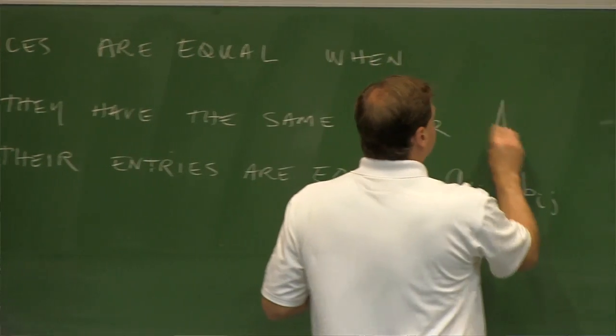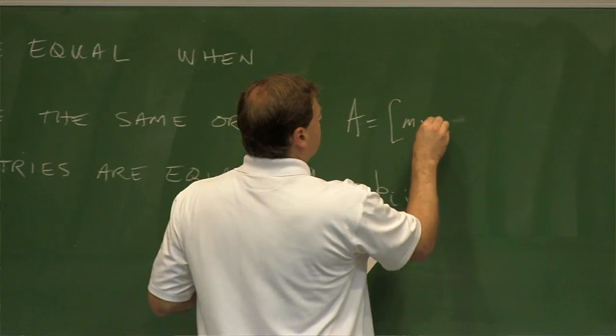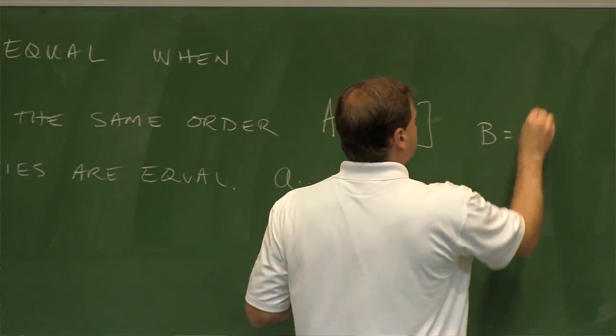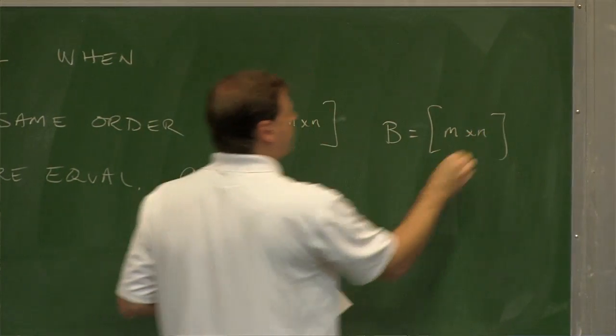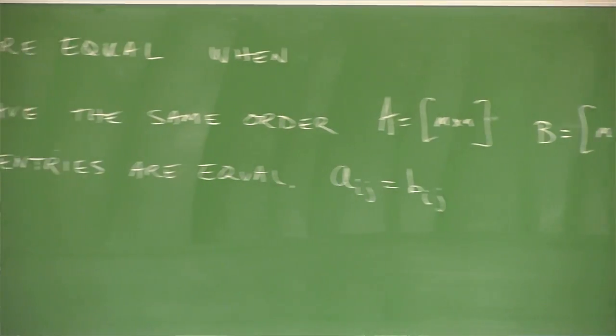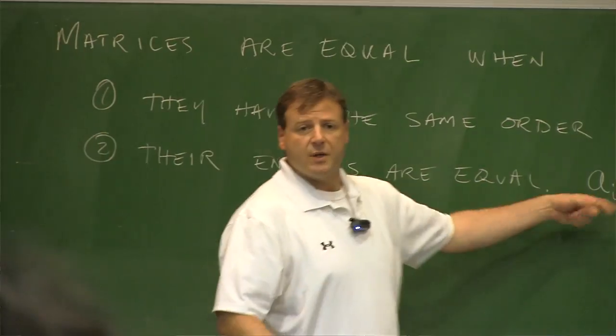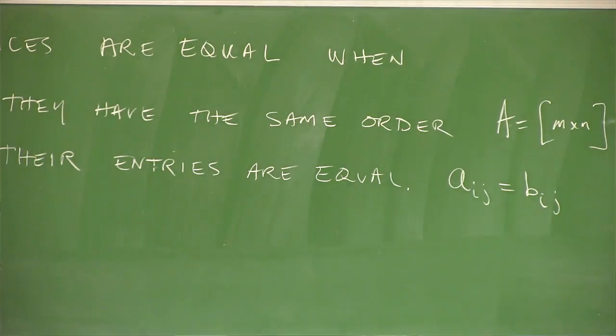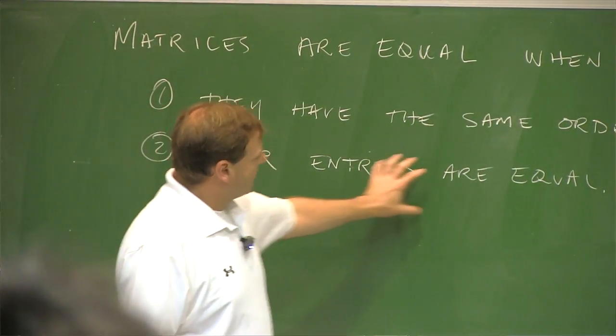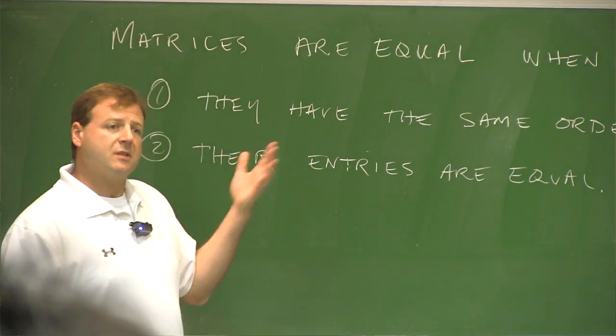So for here, we could say A is an m by n, and B is also an m by n. That's what it means for them to have the same order. And then what it means for their entries to be the same is that we can use these subscripts. So again, this is what you need in order to solve problems. You just need the intuition to be able to do it.